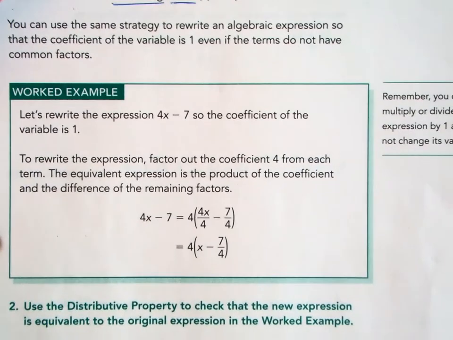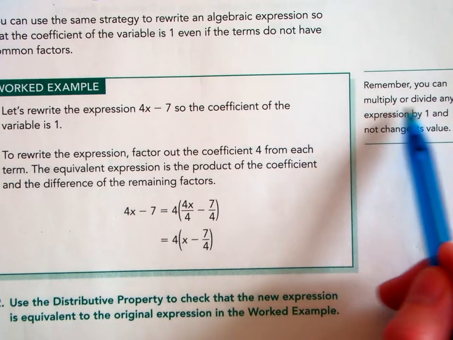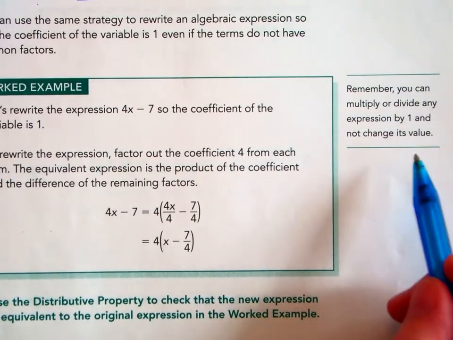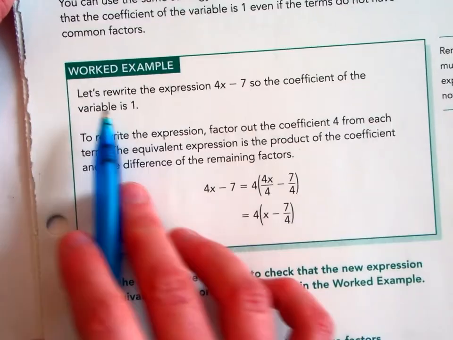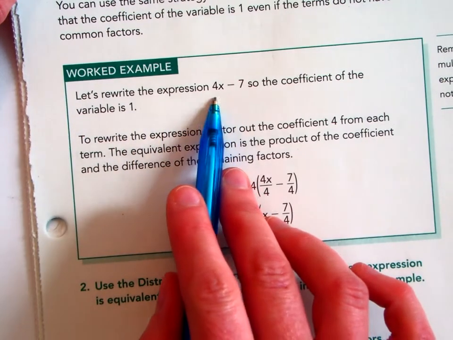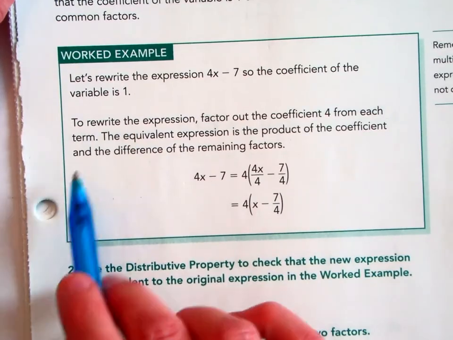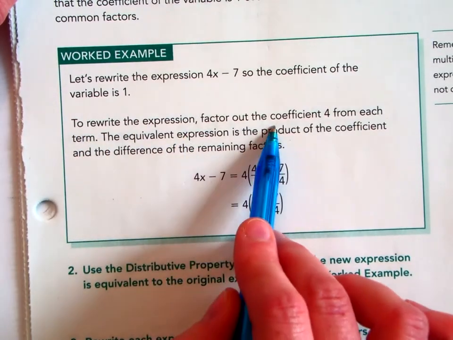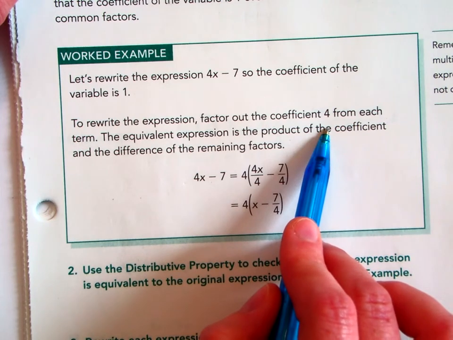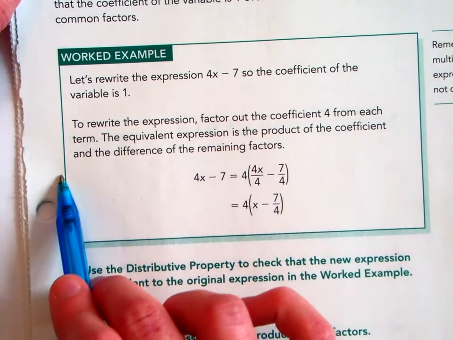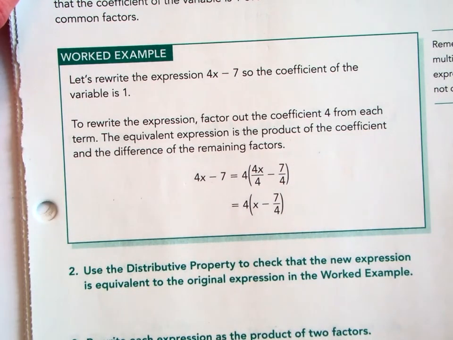Let's see what they've got here. It says, remember, you can multiply or divide any expression by 1 and not change its value. Yep, that is the identity property. Let's rewrite the expression 4x minus 7 so the coefficient of the variable is 1. Let's see what they try here. To rewrite the expression, factor out the coefficient 4 from each term. The equivalent expression is the product of the coefficient and the difference of the remaining factors.